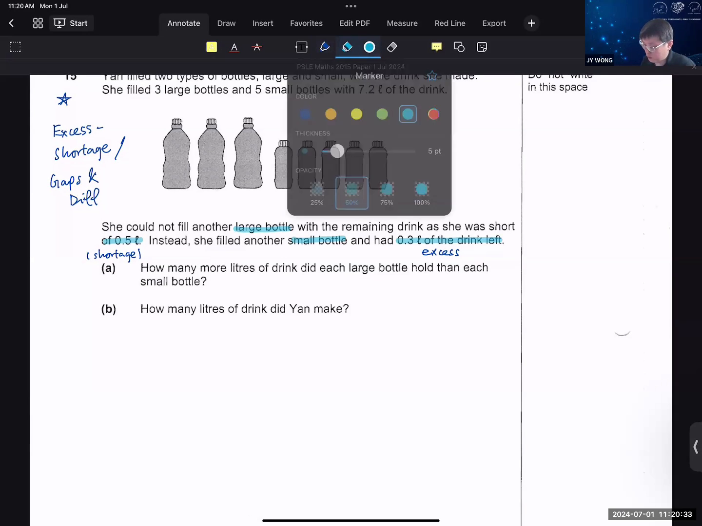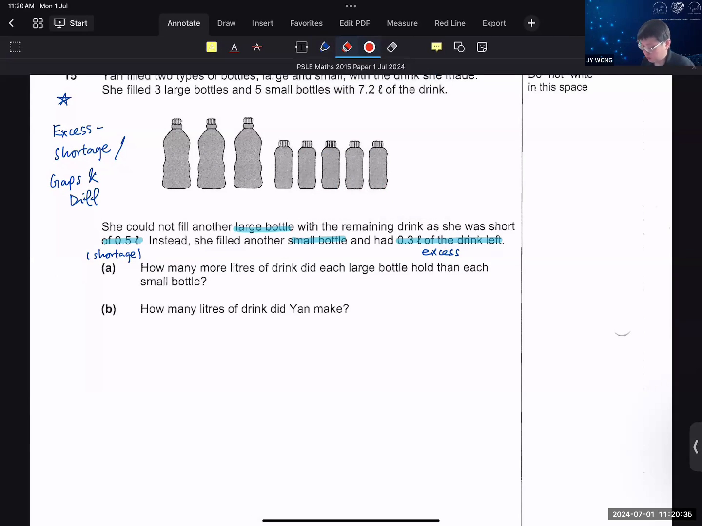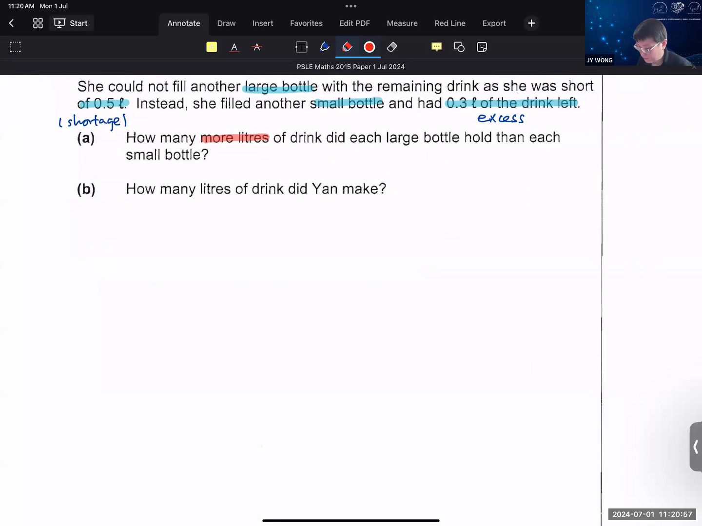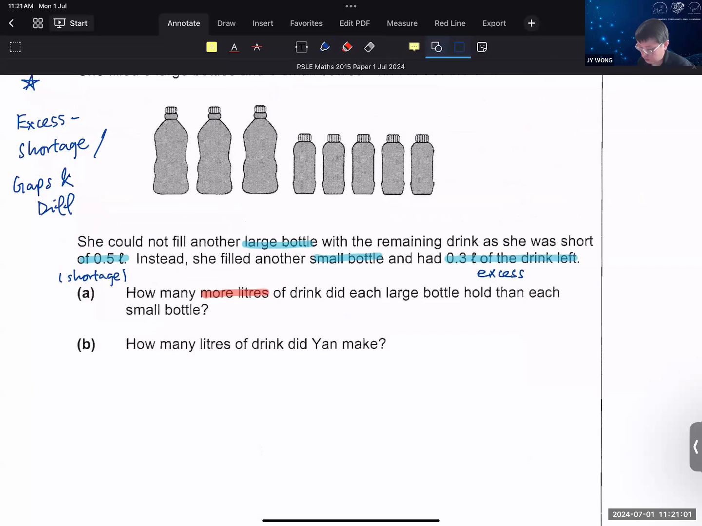Interestingly, if you understand that this is excess shortage, when for part A they ask how many more liters does each large bottle hold than each small bottle, you will straight away take 0.5 plus 0.3. You tell me excess plus shortage. 0.5 plus 0.3 gives me 0.8, which is the correct answer. Okay, but why is it 0.5 plus 0.3? If I draw out the model, you will see it.